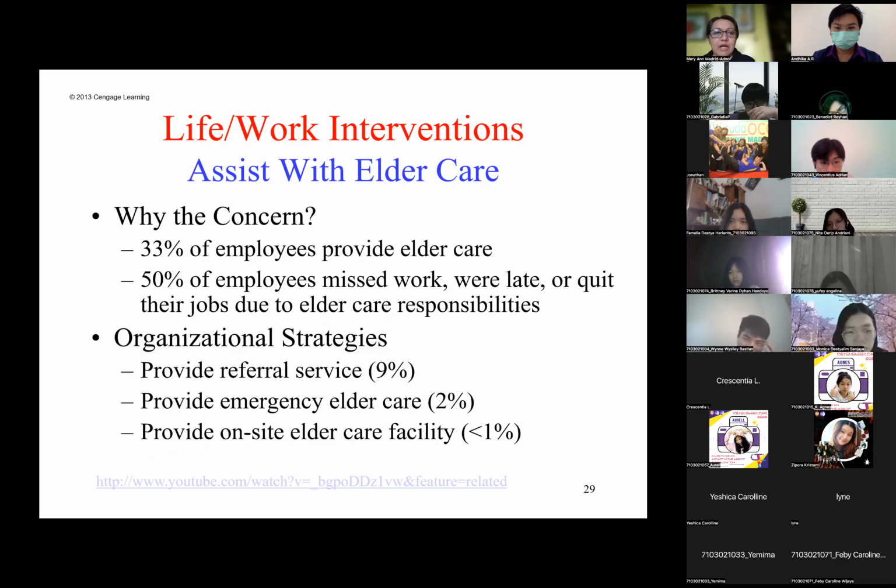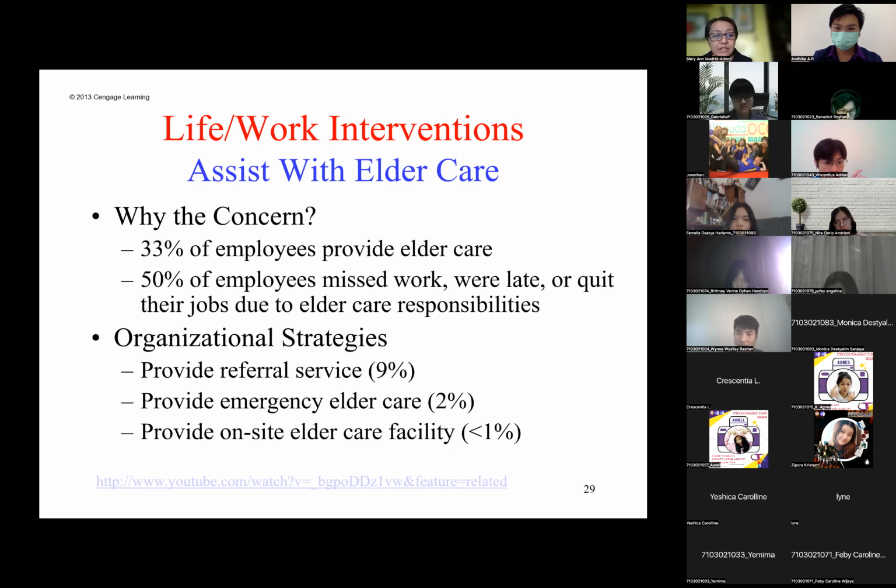Okay, what about elder care? Why the concern? Again, 33% of employees provide elder care. Almost all employees have a parent or an elderly person to attend to. And 50% of employees are usually absent or late, according to studies, because they are busy attending to their elders because of their elder care responsibilities.